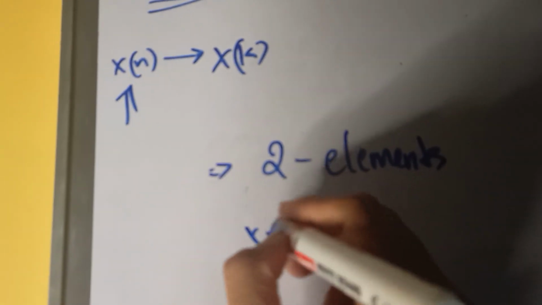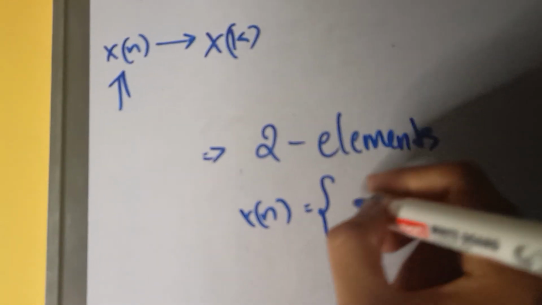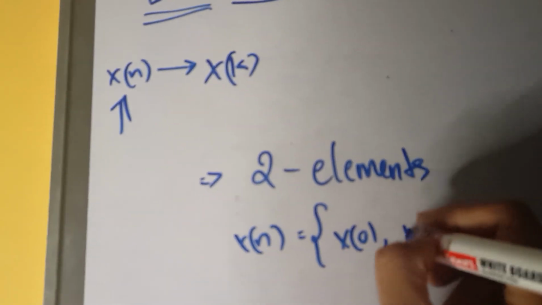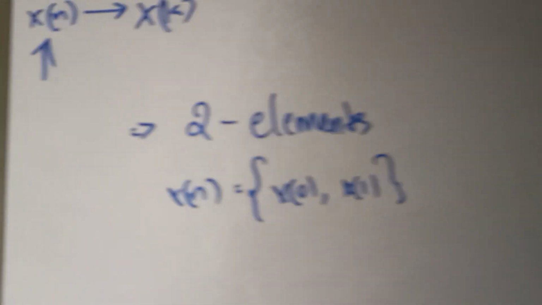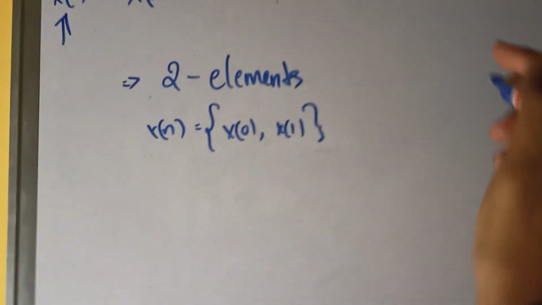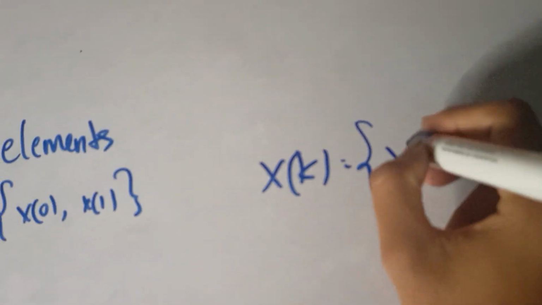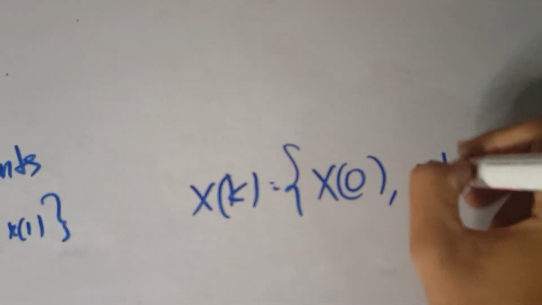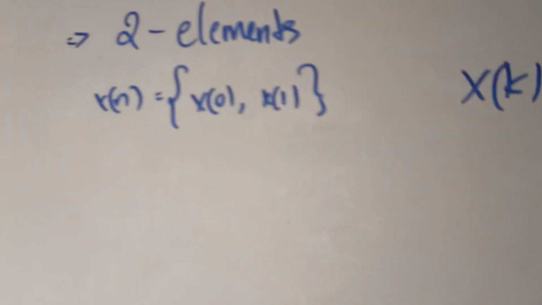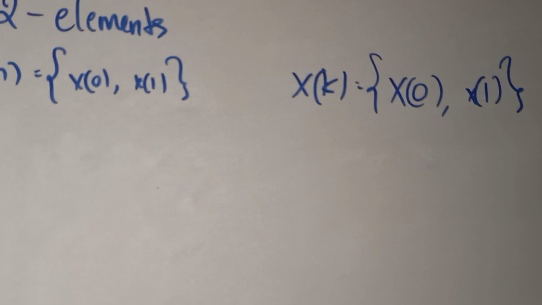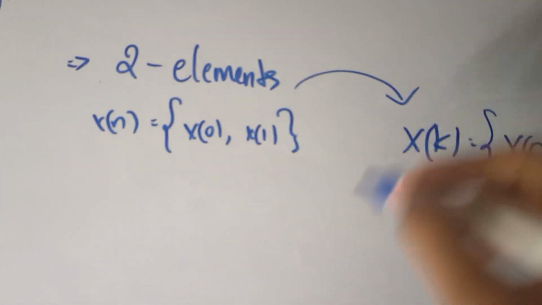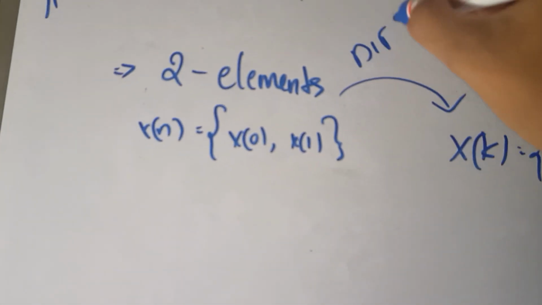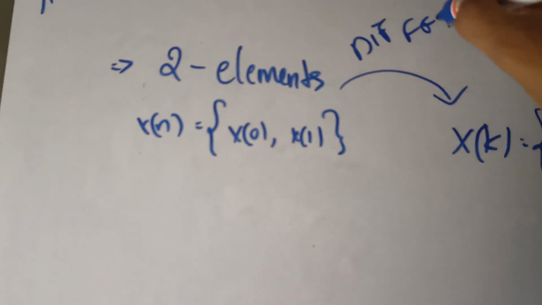Okay, so you are given a sequence, and there are two elements. You need to convert these elements into the frequency domain sequence using fast Fourier transform, that too DIT FFT. So how do we do that?